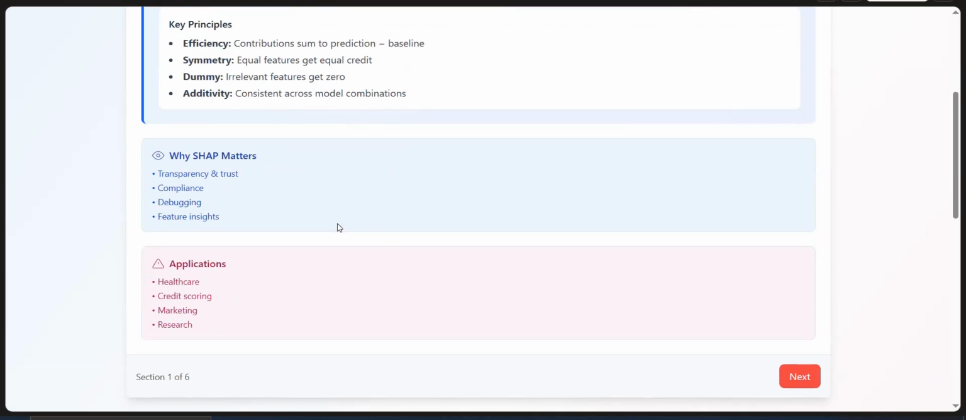And why do we even care about SHAP? Because it helps us with transparency and trust in the model, which is important when people need to understand decisions. It also supports compliance with regulations. It helps us debug models and gives us insights into which features matter the most. And when we think about real-world use, SHAP is applied in healthcare, credit scoring, marketing, and research.